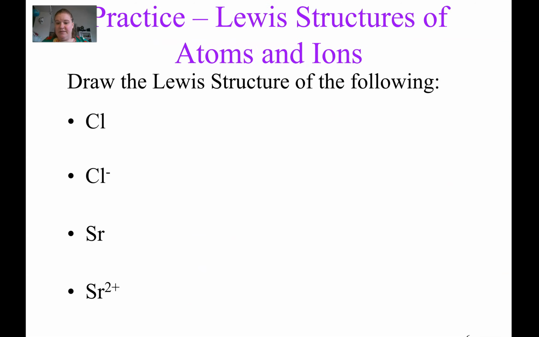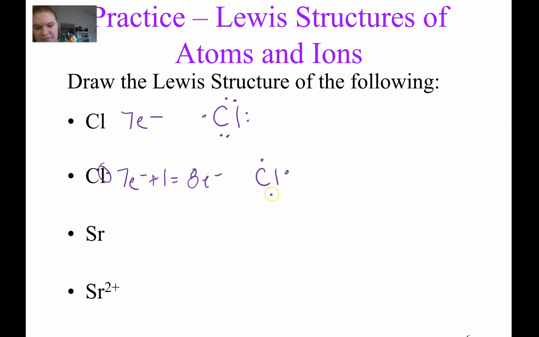So let's practice a couple of these. We're going to draw the Lewis structure of a neutral chlorine atom and chloride with a charge. So I'm looking at my periodic table, and I know that chlorine has 7 valence electrons. So there's my chlorine, 1, 2, 3, 4, 5, 6, 7. There we go. So if chlorine has 7 electrons and we have that 1- charge, that means it's gaining an electron. So I know that it has 8 electrons. 1, 2, 3, 4, 5, 6, 7, 8. Put the whole thing in brackets and give it a charge.